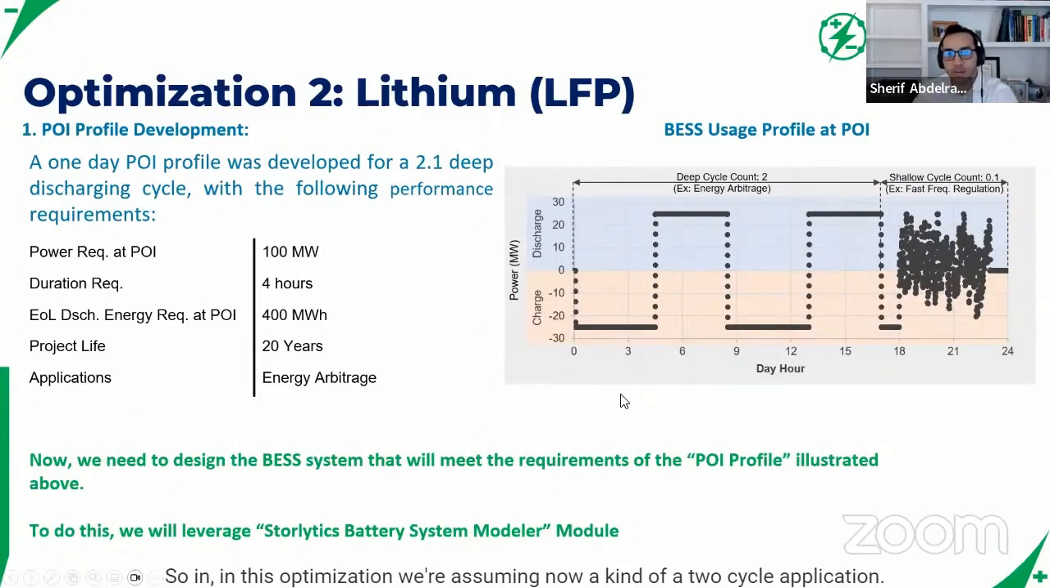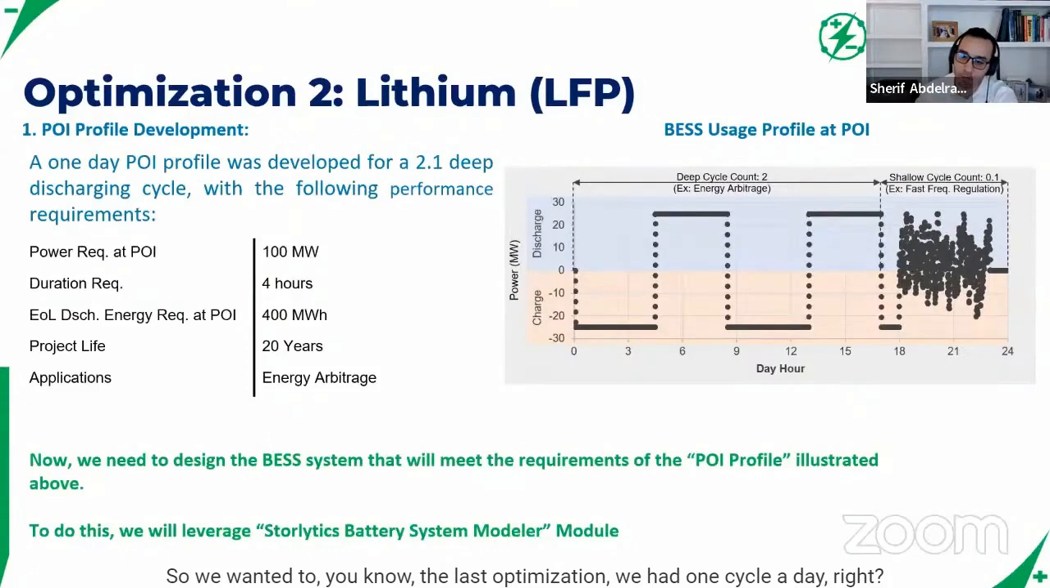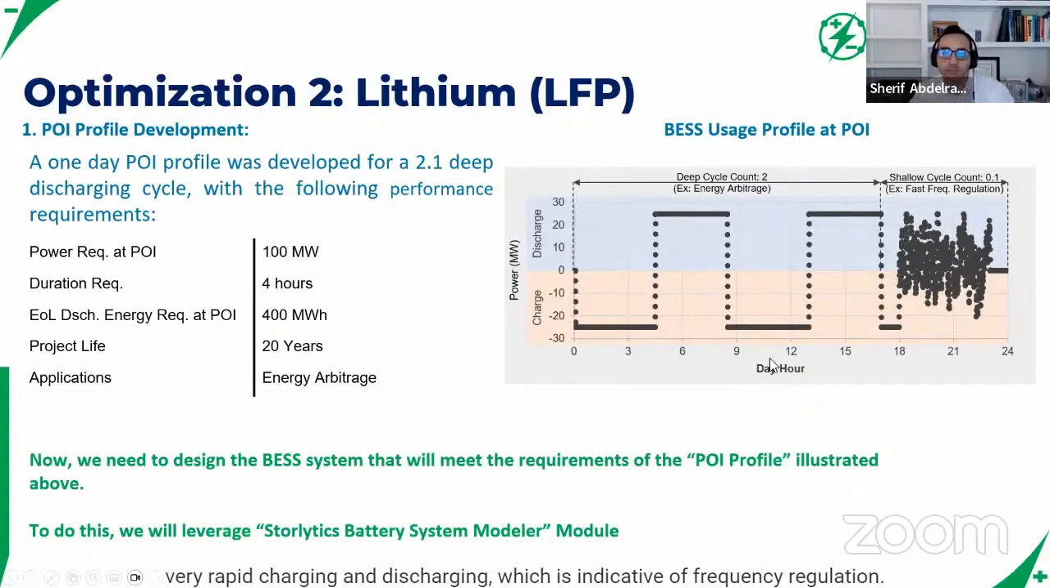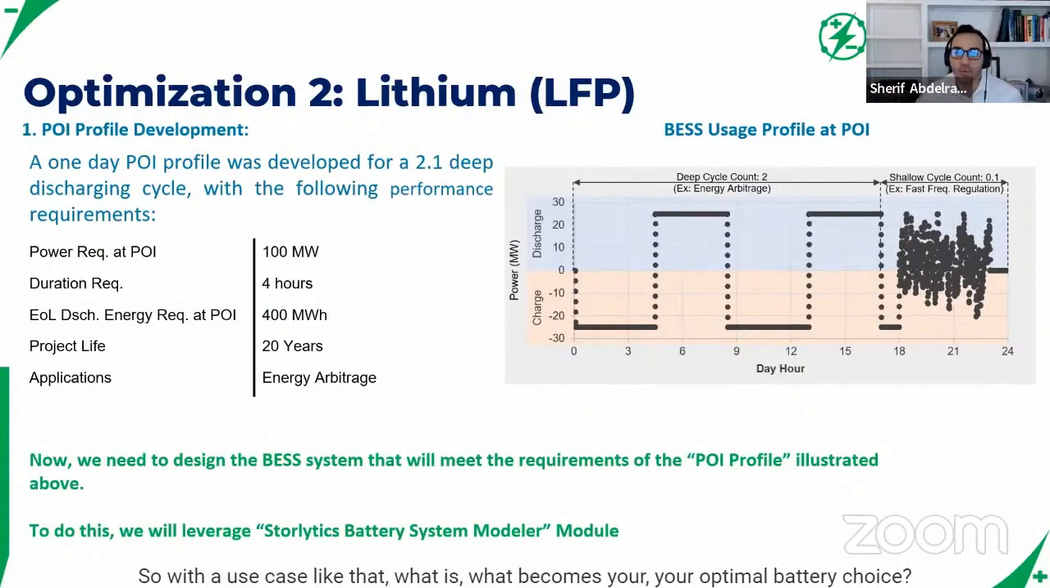So in this optimization, we're assuming a two-cycle application. In the last optimization we had one cycle a day, and we did two cases, deep discharges and shallow discharges. Now we're doing a different type of use case, two cycles a day. You're doing deep discharges, and then you have a 0.1 cycle doing very rapid charging and discharging, which is indicative of frequency regulation. So with a use case like that, what becomes your optimal battery choice?